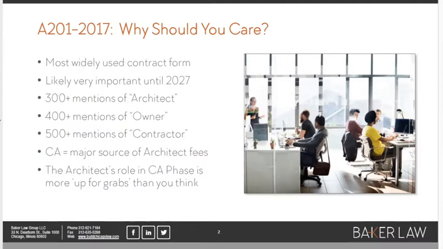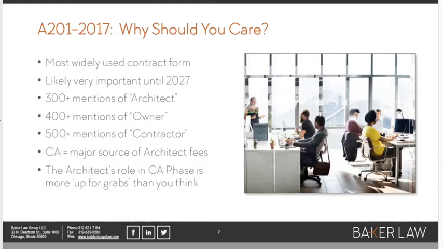I have in the past taught a course at John Marshall Law School here in Chicago, where we centered much of the curriculum around the A201 general conditions. So if you're only going to know about one contract, this is a good one to know about. I don't have any empirical data on this, but it's my observation, having been a lawyer in the space for more than 20 years, that the A201 is used on more projects in the United States than any other contract form, certainly private projects.